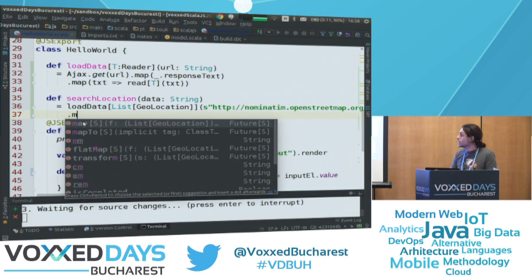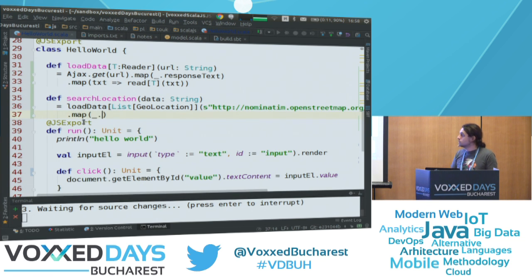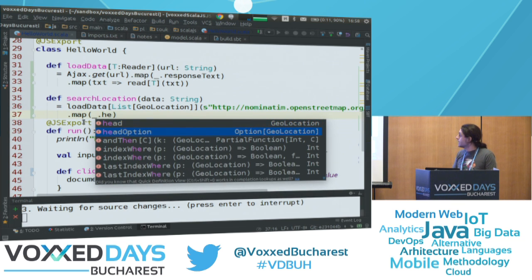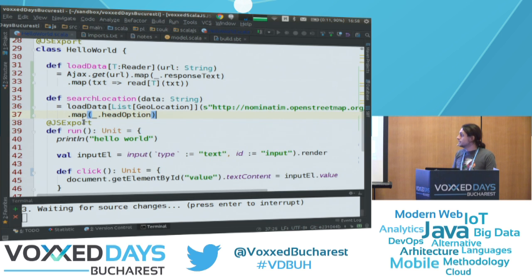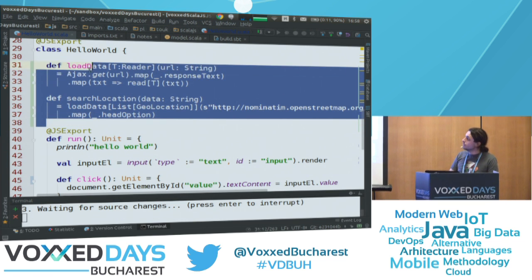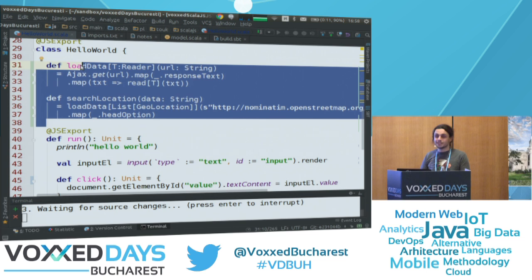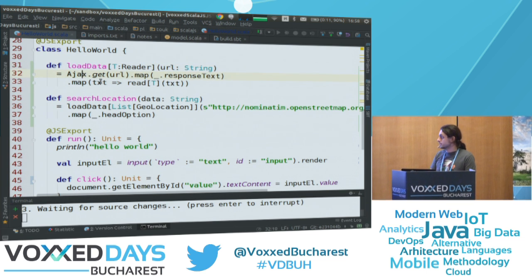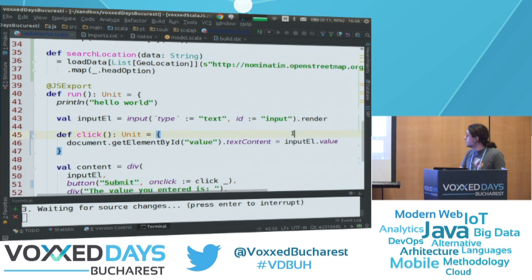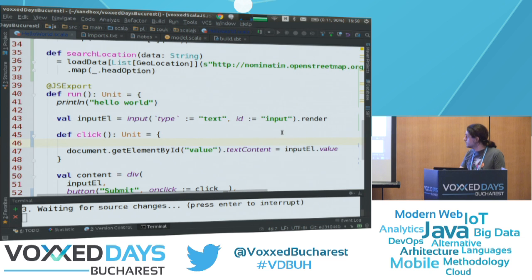And then again, we can do normal stuff with the futures. Like for example, we can say, let's take only the first of the locations that was returned by Nominatim. Right? So as you can see, all of this is normal Scala code. Nothing Scala.js here apart from AJAX get URL. But still, it's going to work. We'll see how.